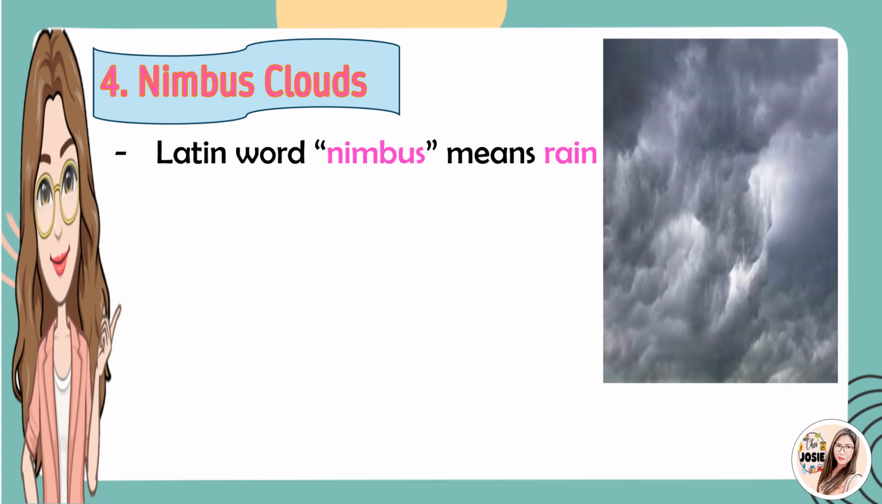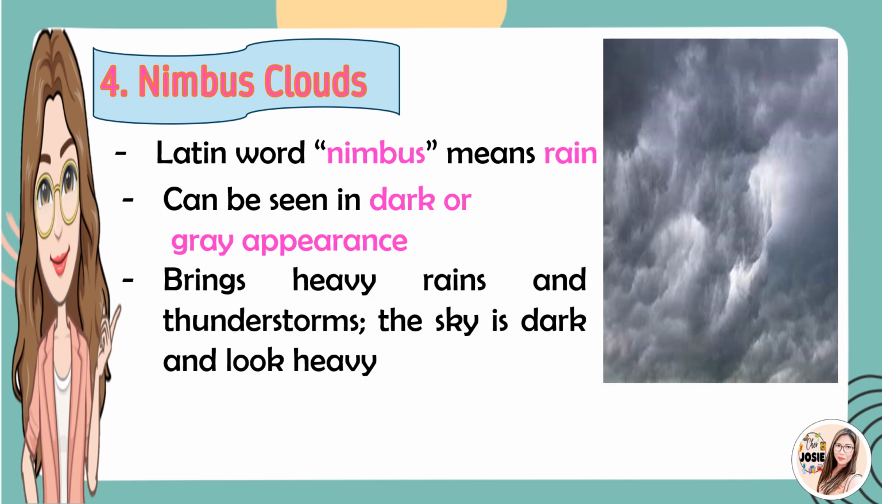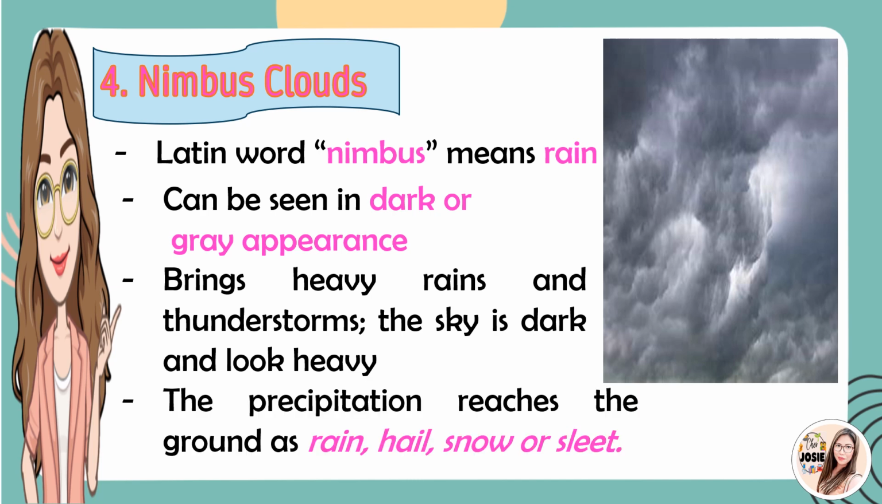The fourth one is what we call the nimbus clouds. It came from the Latin word nimbus, which means rain. Aside from that, nimbus clouds can be seen in dark or gray appearance. It brings heavy rains and thunderstorms. So, we can see the sky that it is dark and looks heavy. Aside from that, the precipitation reaches the ground in the form of rain, hail, snow, or sleet.